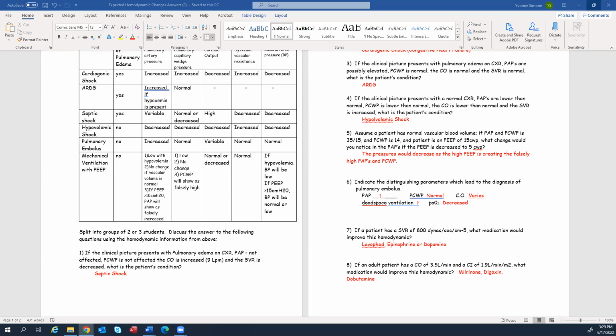Do we defibrillate asystole? The answer is no. You have to have some sort of ventricular activity going on in order for defibrillation to make a difference. So you can't shock asystole.